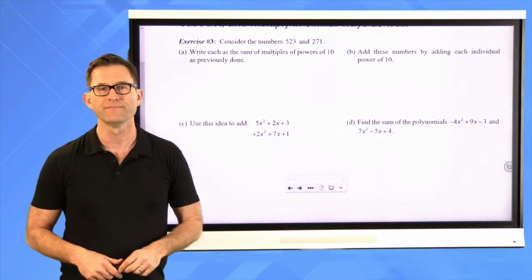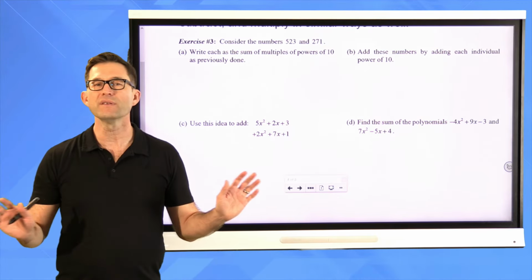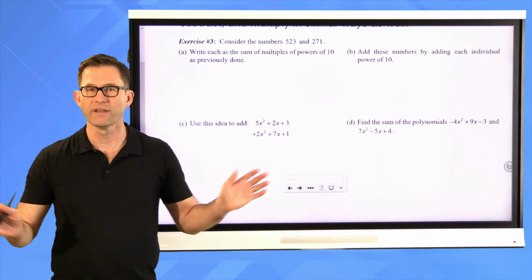Exercise number 3. Consider the numbers 523 and 271. Write each as the sum of multiples of powers of 10 as previously done. Okay, so I just want to write these things out kind of like I did before. Let's do this together, right?